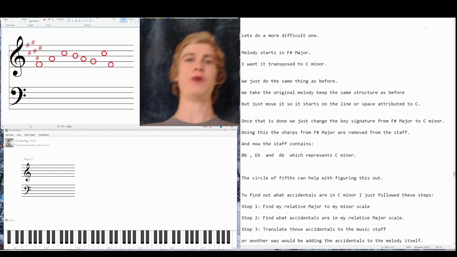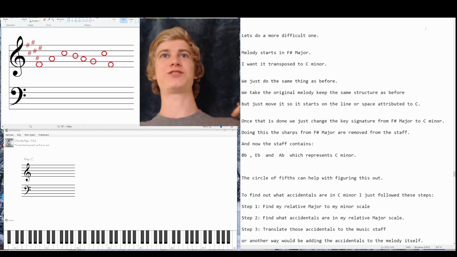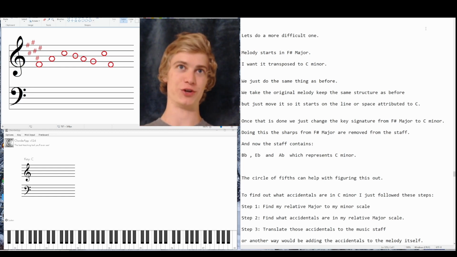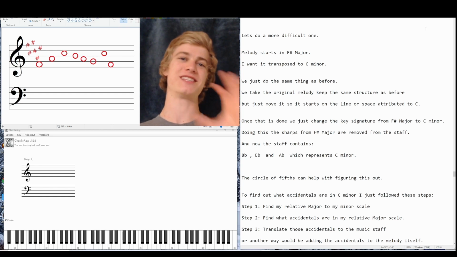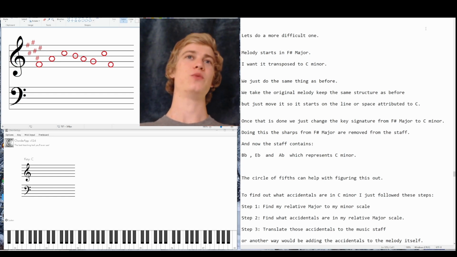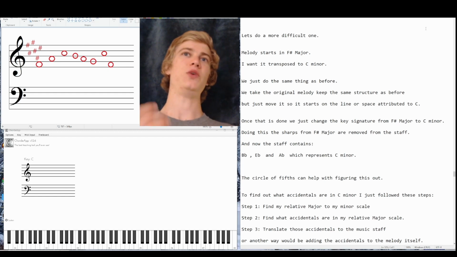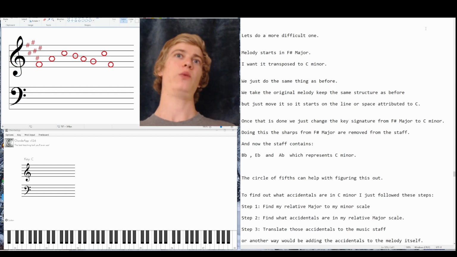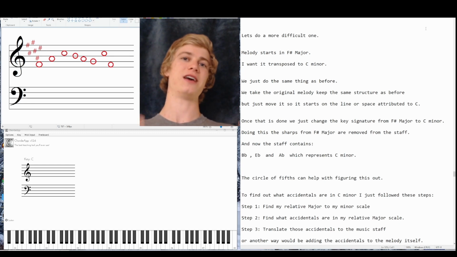Okay, so now let's do a more difficult one. The melody starts in F sharp major. Now I want to transpose it to C minor. We just do the same thing as before. We take the original melody, we keep the same structure, and we move it so it starts on the line or space attributed to that new note. We're going to do C because of C minor. Once that is done, we just change the key signature from F sharp major to C minor.